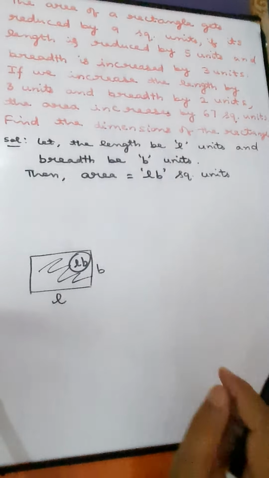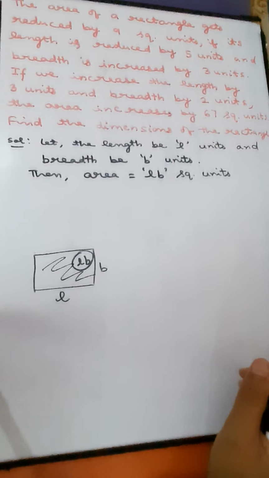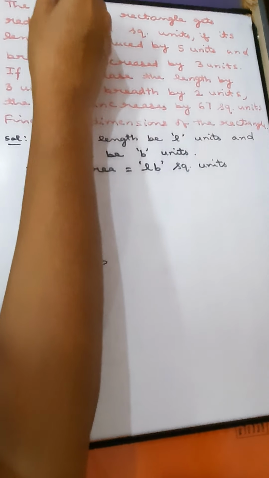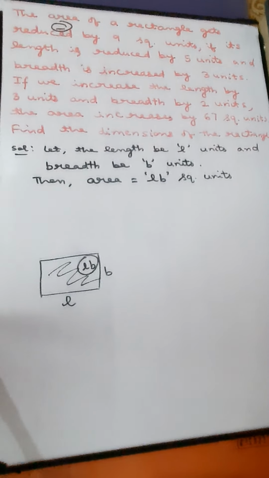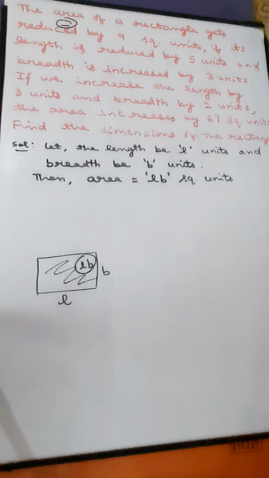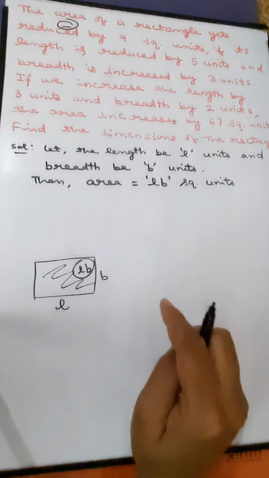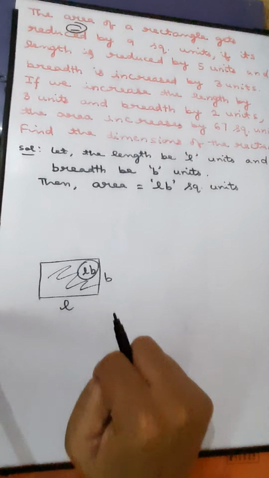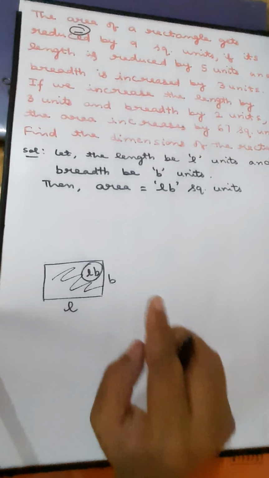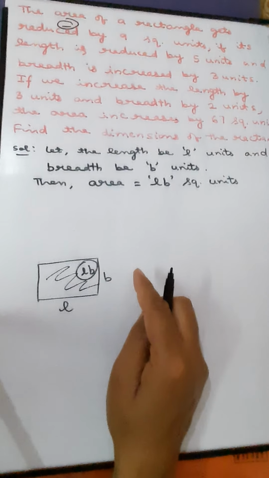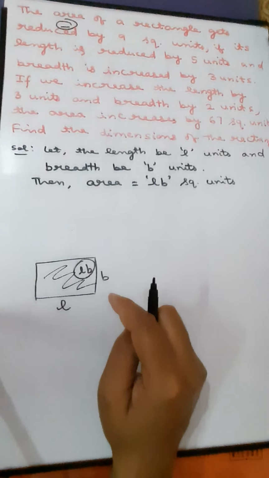Now let's read the question. The area of a rectangle gets reduced. Reduced means to decrease, minus. Okay? By 9 square units. Initially it was LB. Reducing by 9 means it is LB minus 9. That is the meaning of reduced by 9. Suppose earlier it was 100 square units. So 100 minus 9, now it is 91 square units.